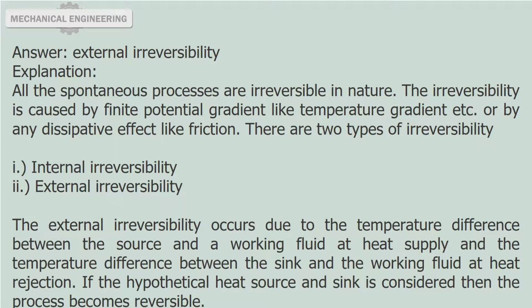Answer: external irreversibility. Explanation: all the spontaneous processes are irreversible in nature. The irreversibility is caused by finite potential gradient like temperature gradient etc., or by any dissipative effect like friction. There are two types of irreversibility: I. Internal irreversibility. II. External irreversibility. The external irreversibility occurs due to the temperature difference between the source and the working fluid at heat supply and the temperature difference between the sink and the working fluid at heat rejection. If the hypothetical heat source and sink is considered, then the process becomes reversible.